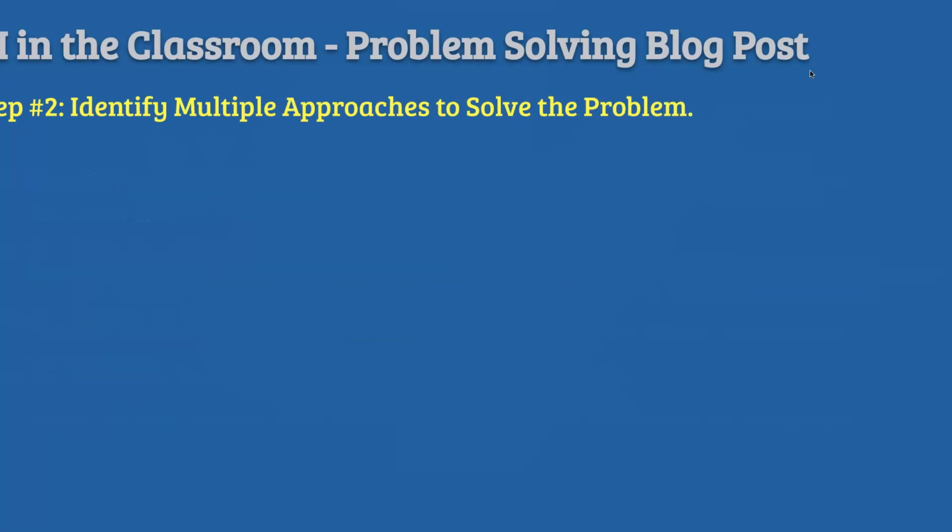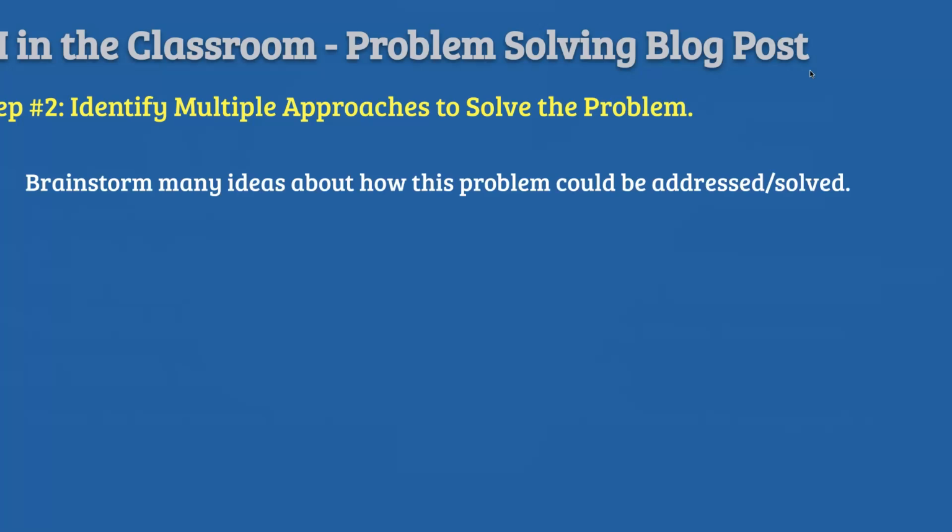How about step 2? Well, step 2 talks about identifying multiple approaches to solve the problem. So that's pretty straightforward, but let's just look into it a little bit more in depth. Here, what that really means is you're going to brainstorm as many ideas as you can about how this problem could be addressed or solved.